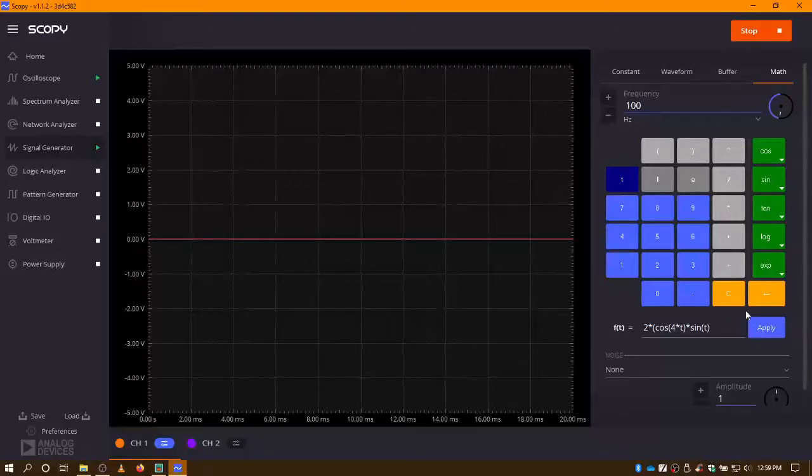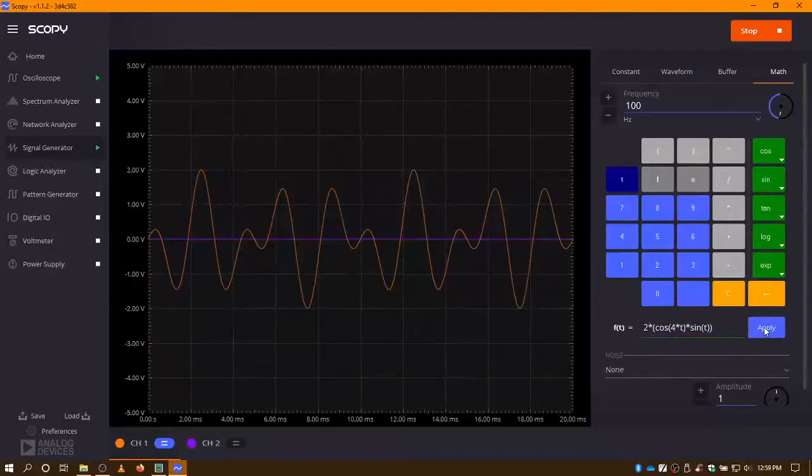And then once you've entered that, you should hit apply. Now if you've made a mistake, this line here will turn red. And it's obvious I've missed a closing parenthesis. So close off, hit apply, and that's the actual waveform that's being generated by the math.